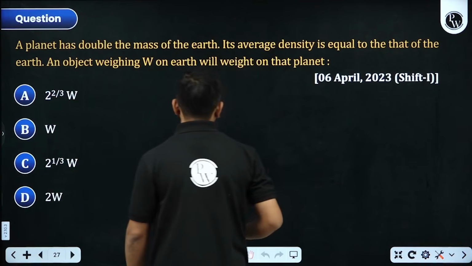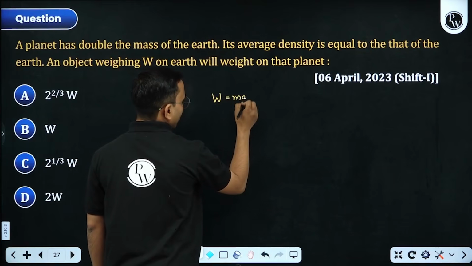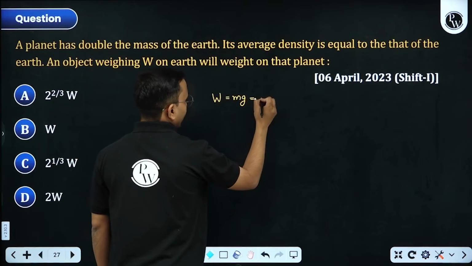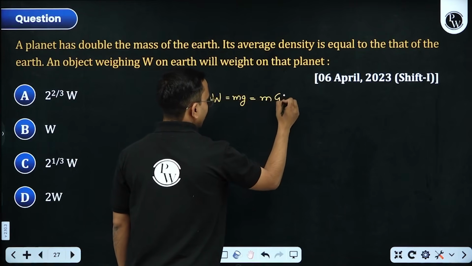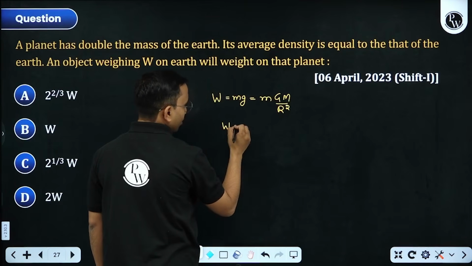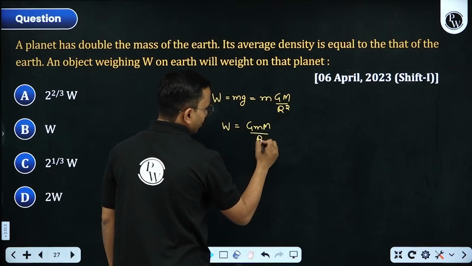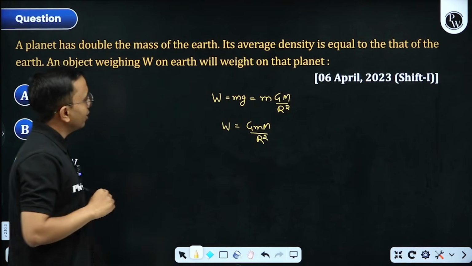So first of all, W we know is mg. And I can write g as GM by r square. So W is GMm by r square. This we know, that is clear.